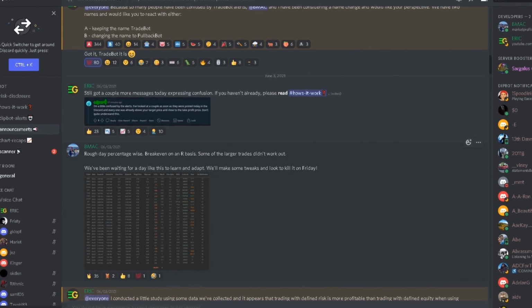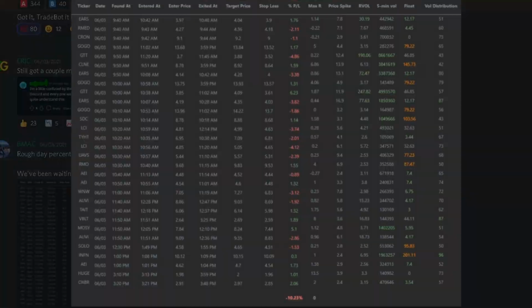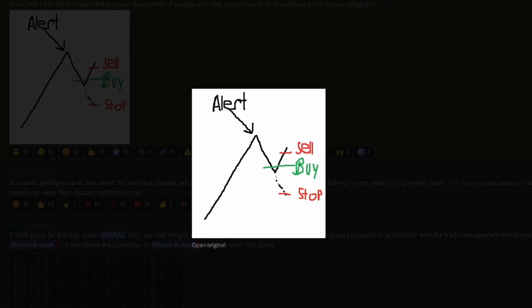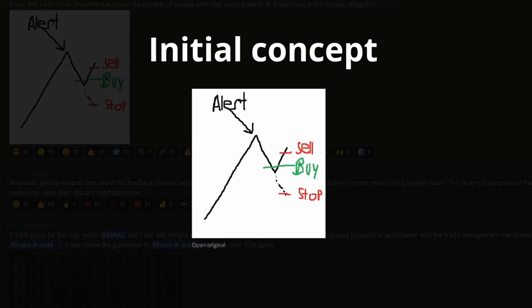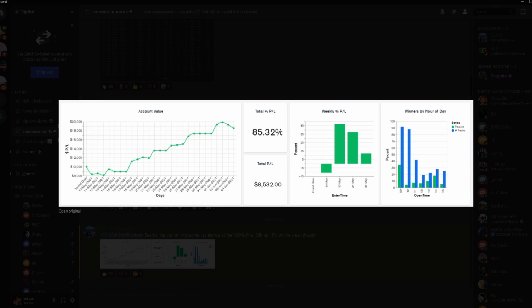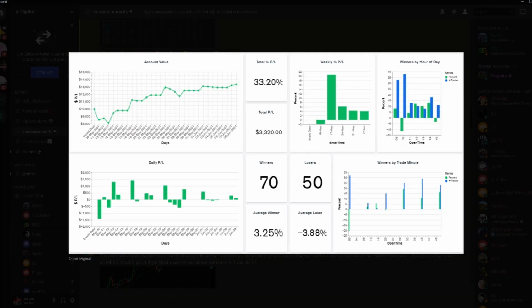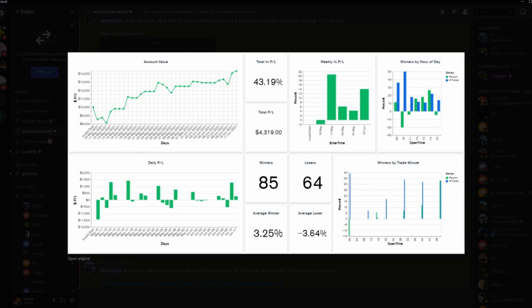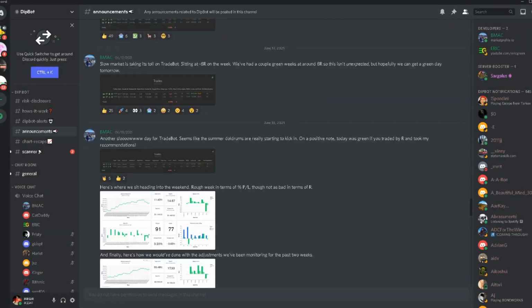So what we decided on is that we were going to look for stocks with relative strength and look to enter on a pullback. That was the initial concept that we were working with. And after developing a working prototype, we began to continue to refine it over the span of several months. Without going into too much detail, I'll give you an idea of what DipBot's capable of doing now.